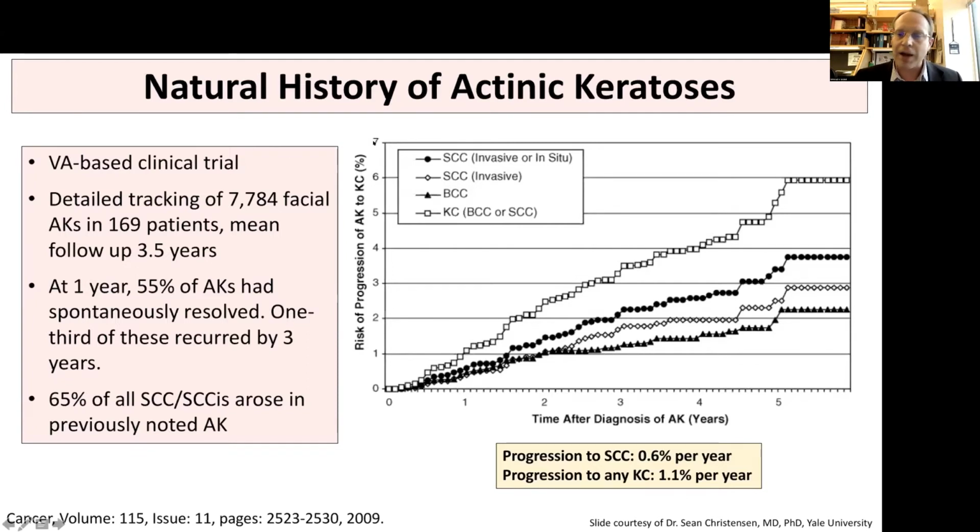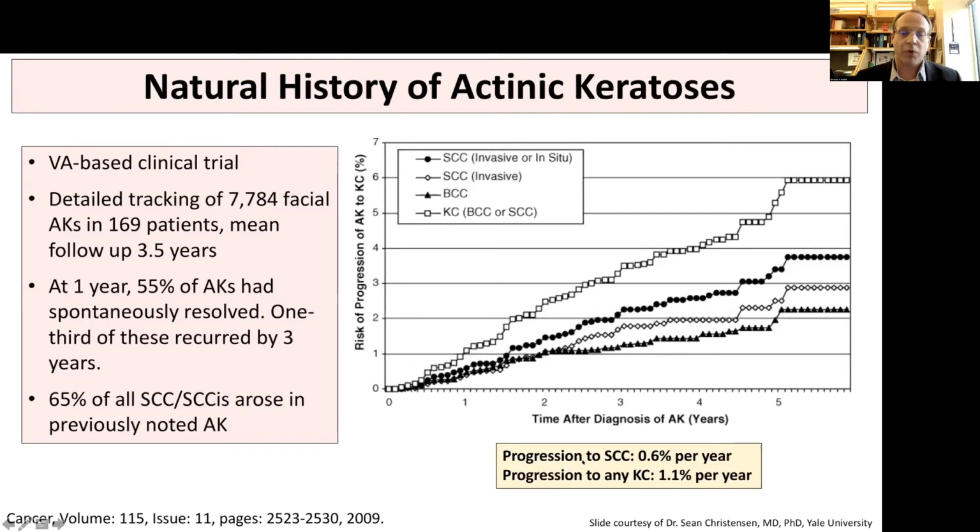If we look at the graph on the right, on the y-axis, we're looking at the risk of progression of actinic keratosis to any keratinocyte carcinoma. So that's basal cell or squamous cell. And we can see that it's divided into a couple other subcategories here. This is over a course of 5 years. If we focus, for example, just at year 4, and we go up to the solid black circles, which is invasive or in situ SCC, we can see that the risk of an actinic keratosis at 4 years progressing to invasive or in situ SCC is around 2.75%.